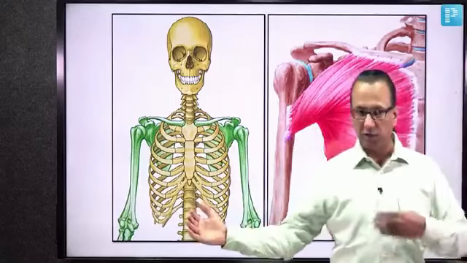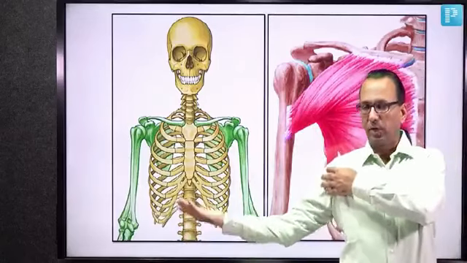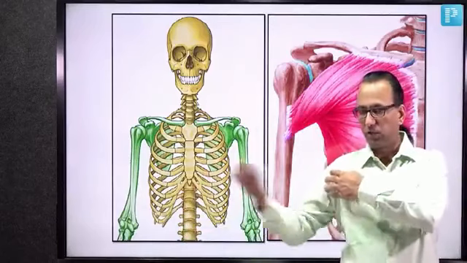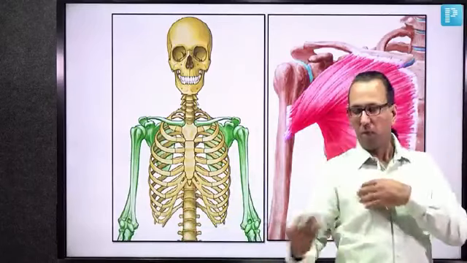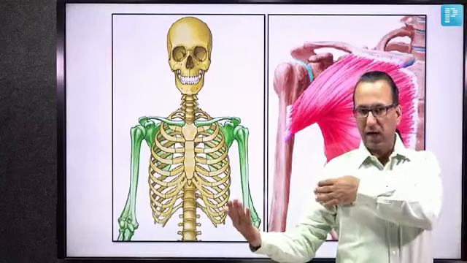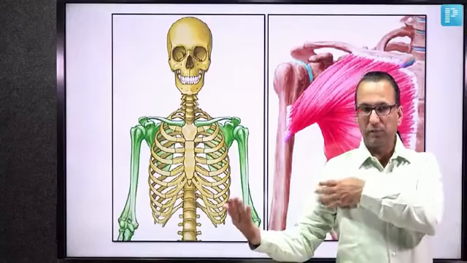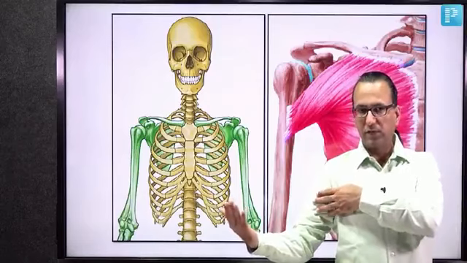Pectoralis major crosses the shoulder joint anteriorly, so it causes medial rotation of the humerus bone at the shoulder joint and also causes flexion of the shoulder joint. It forms the anterior wall of the axilla, and under cover of that, the assisting muscle is pectoralis minor. Both of them form the anterior wall of the axilla.